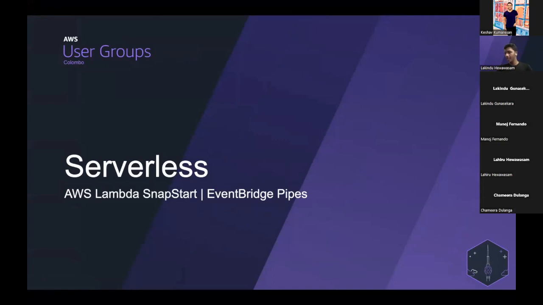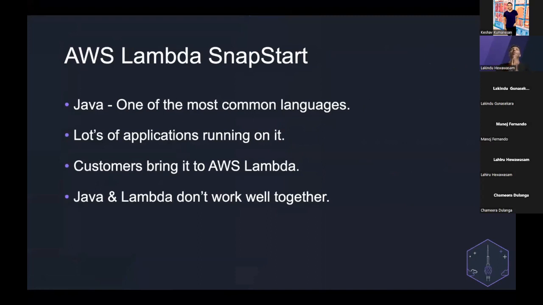With serverless, there were a lot of introductions. Mainly the two that I would love to talk about are SnapStart and EventBridge Pipes. If you take a look at Java in general, Java is one of the oldest programming languages, and if you ask anyone, everyone knows Java one way or another. When Lambda first came out, people wanted to try adapting Java to it. But one of the biggest issues is that Java and Lambda don't really work well together, because Lambda is all about quick initialization, quick execution, quick response.